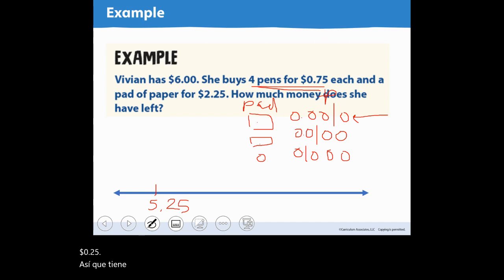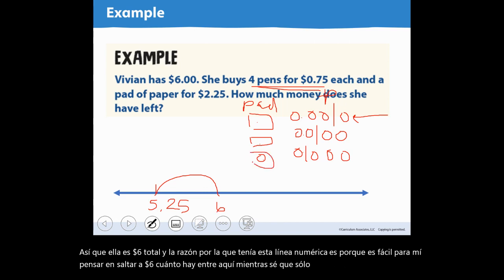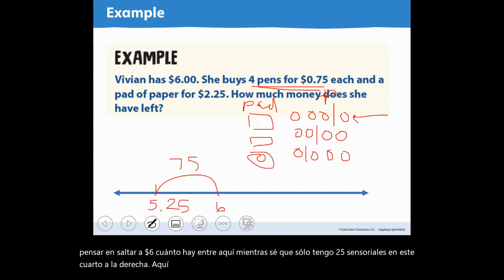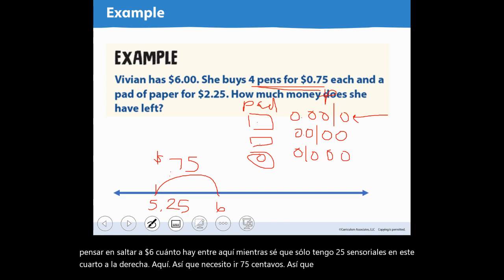And the reason I have this number line is because it's easy for me to think about jumping to $6. How much is in between here? Well, I know that I only have 25 cents right on this quarter right here. So I need to go 75 cents. So she has 75 cents left after her purchases.